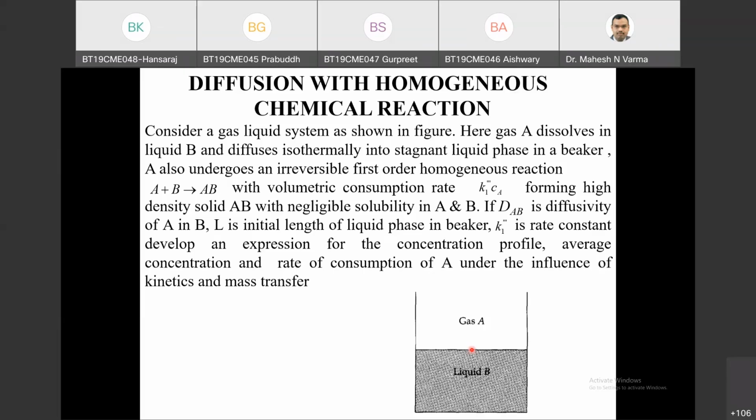So you are able to solve the problem, you are able to get the concentration profile. Then once you have the concentration profile, you can get the average concentration and rate of consumption. This can be related with the flux profile, and you can get all sorts of mass transfer fundamentals. So with this information, we'll start this problem.